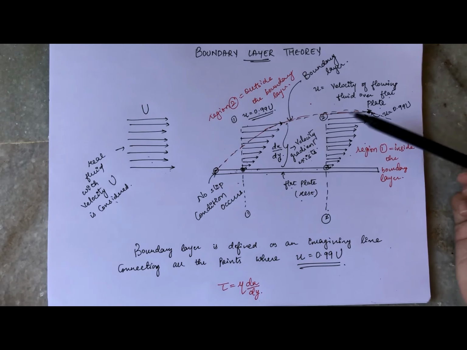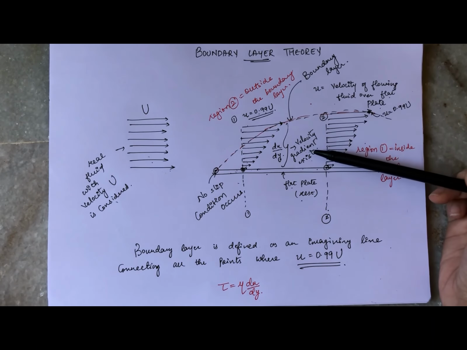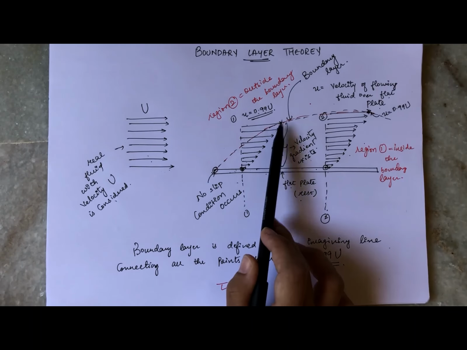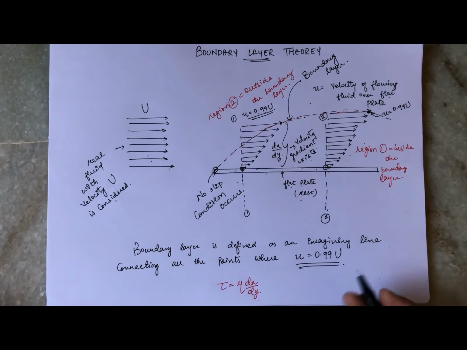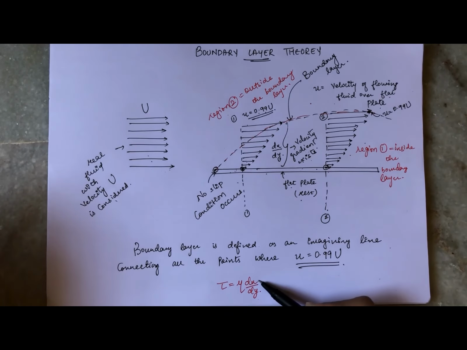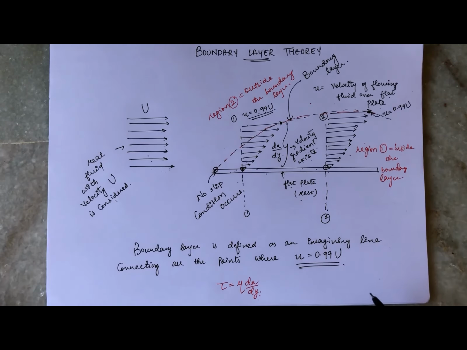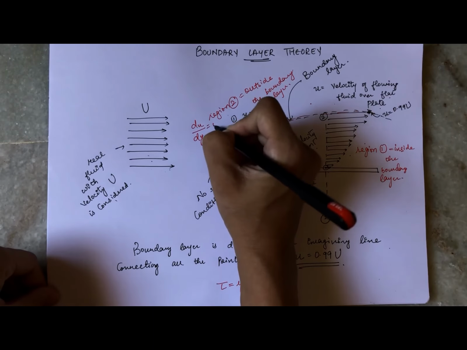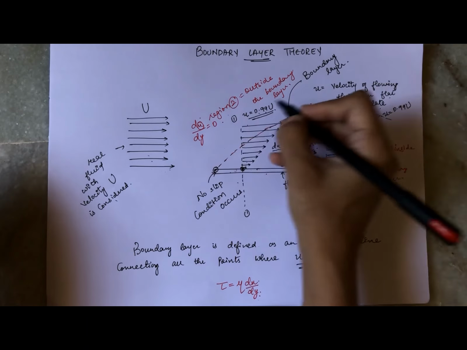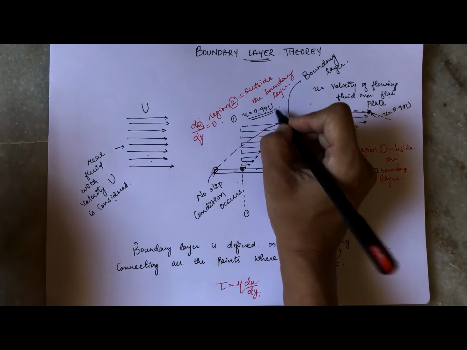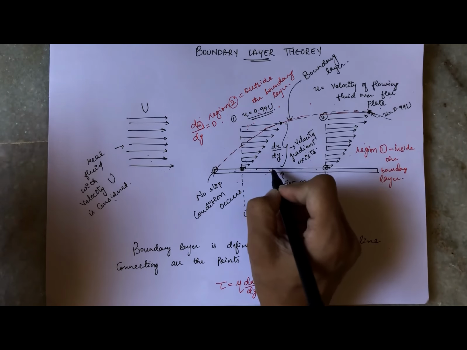The area up to which this velocity gradient exists is surrounded by the boundary layer, and the region above the boundary layer is the region where there will be no shear stress, as there is no change in the velocity with respect to distance. Hence the velocity gradient du by dy is equal to 0 here, because small u is almost similar to capital U. So there is no change in the velocity of the fluid in this region due to the presence of this plate.